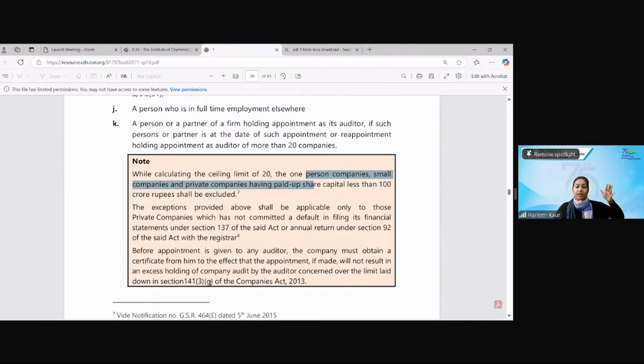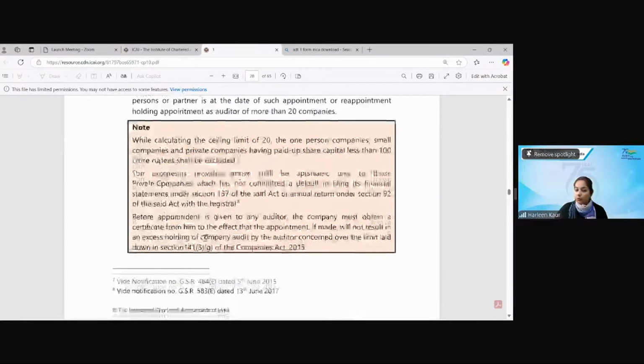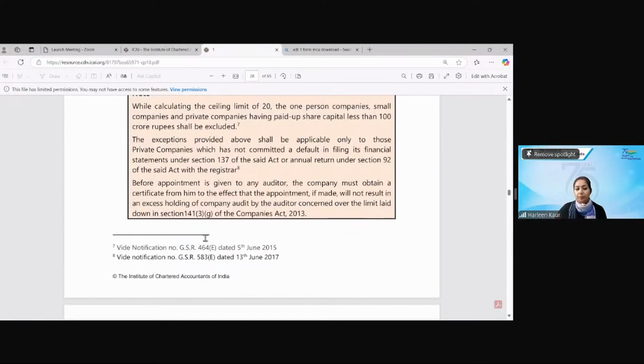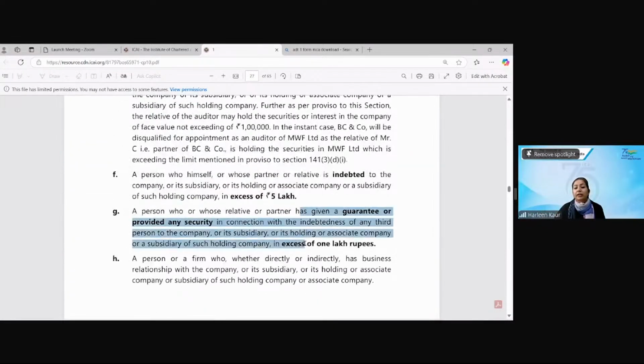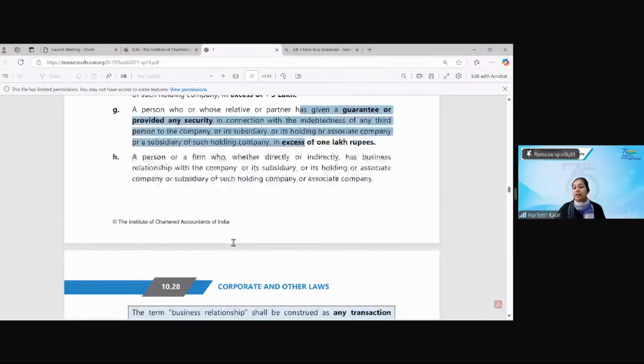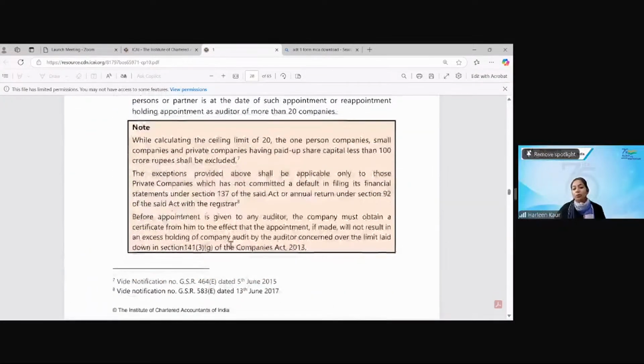So if I'm doing audit of 20 companies and one OPC also, then it is fine if it is the 21st company, because it is not counted in the limit of 20 companies. It is applicable only to the private companies. They have not committed a default under 137 and 92, which we have done in the MGT chapter. Before appointment, the company must obtain a certificate that the appointment will not result in excess of the holding. So you have to get the certificate that within Section 141(3)(g), your limit is not exceeding. This is your limit where you're giving the guarantee of 1 lakh. It shall not be exceeding 1 lakh rupees. Otherwise, you will be disqualified. Okay.